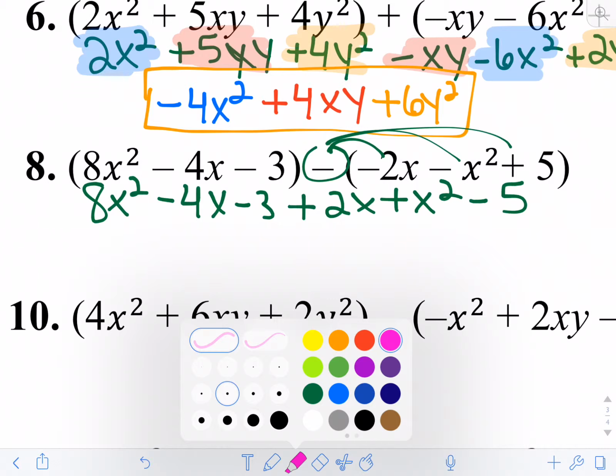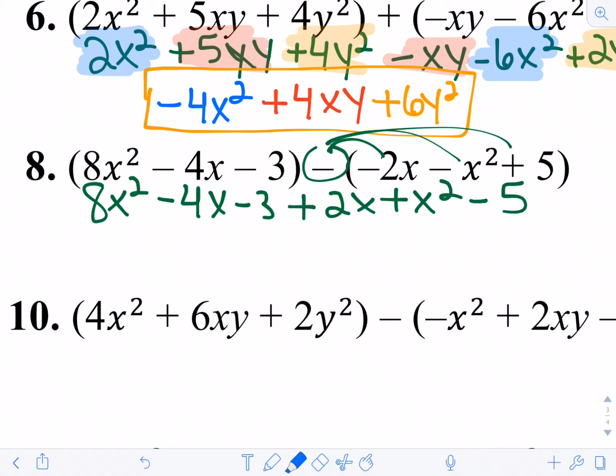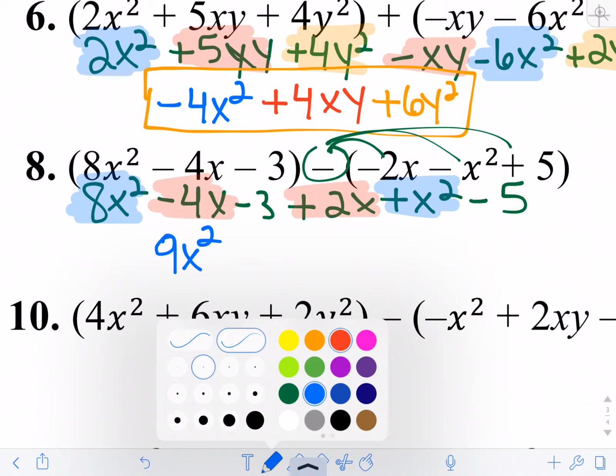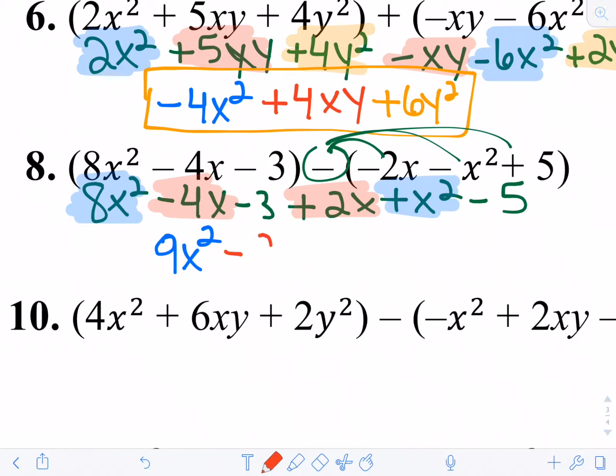Okay, and then we're just going to go ahead and start combining like terms. So my highest degree is the 2, so 8x squared plus x squared. 8 plus 1 is 9, so we have 9 of those things that are called x squareds. Then my next thing we'll look at are my x's. I have a negative 4x and a positive 2x. Negative 4 and a positive 2 give me a negative 2x. And then the last little thing that I see that I can combine are negative 3 and my negative 5. Negative 3 and negative 5 gives me a negative 8. And that's my final answer.